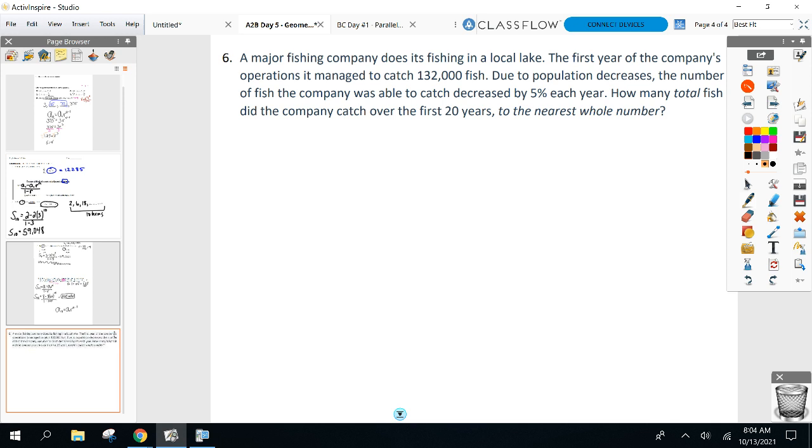Decreased by 5%. How many? Again, total fish. Total. Not on the 20th year. How many did they catch on the 20th year? Total number of fish the first 20 years. I see the percent. I know it's going to be geometric.